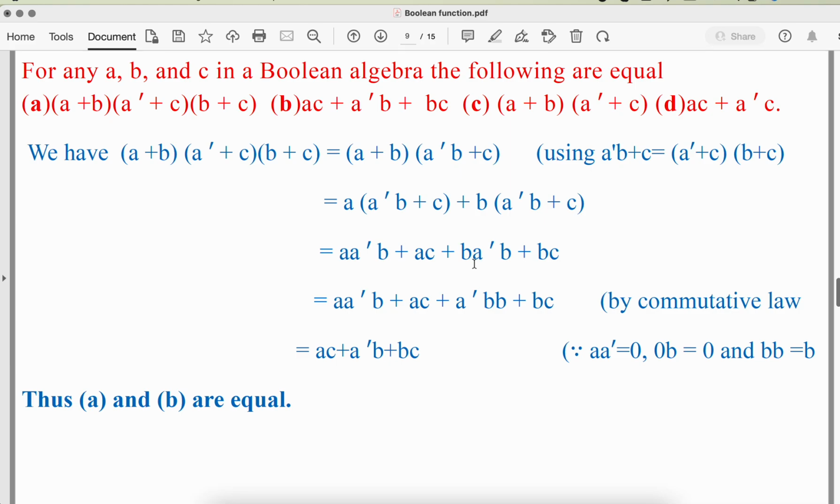ba' can be written as a'b. So a'b b, so this is bc. So a' a is 0, 0 into b is 0, this term is gone. So we are left with ac, a'b b, b b means b, a'b plus bc. So we are left with ac + a'b + bc. So this is nothing but b. It means a and b are equal.